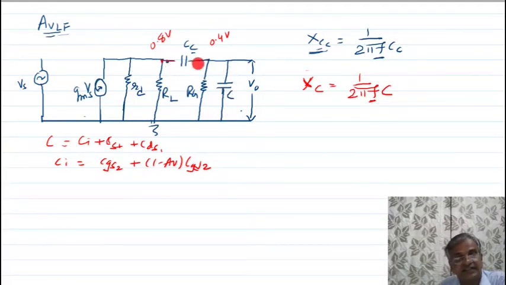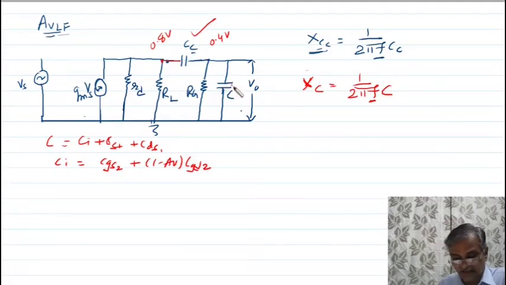Remember, this is in series. So this offers a high reactance and voltage is developed here, so the output voltage is reduced. So I have to consider this at low frequency. This one offers high reactance, so no signal is passing through it. So there is no reduction of voltage due to this capacitance. So I can omit this. So this will be omitted.